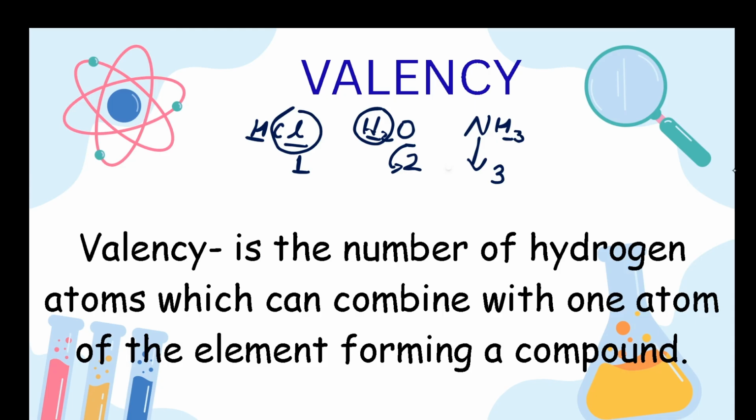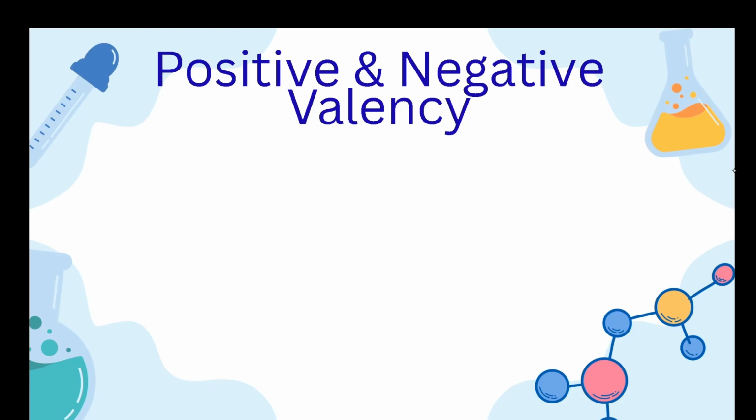of another element. And the definition which you can remember is, it is the number of hydrogen atoms which can combine with one atom of the element forming a compound. Now moving on to the next concept, that is positive and negative valency.